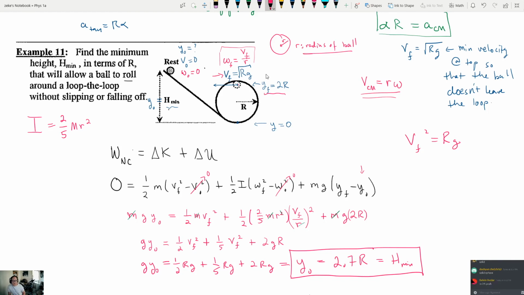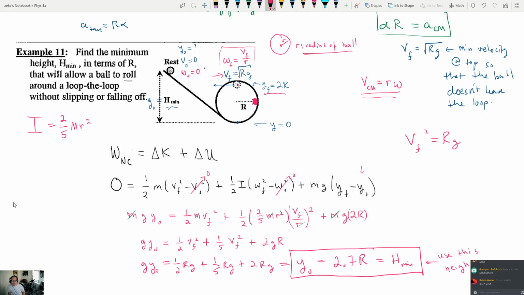Okay, so the next thing to ask to make this a little bit more tricky is to find, suppose we use this as our initial height now, and we drop a ball from there. What I now want to do is say, what about when the ball gets to this point right here?